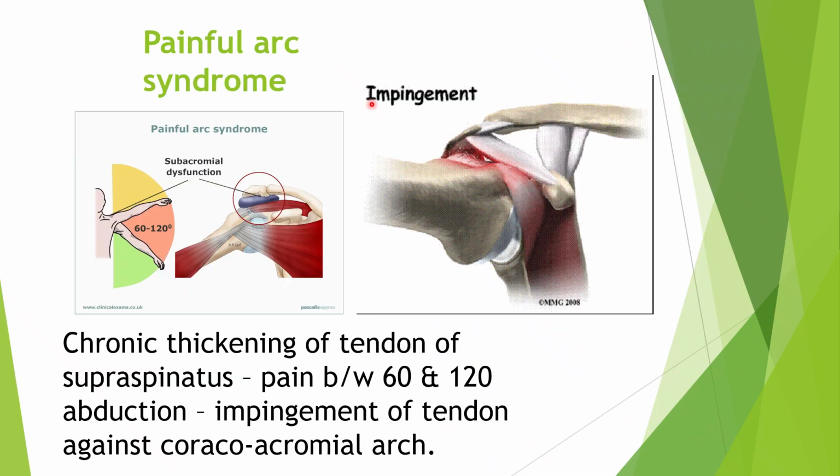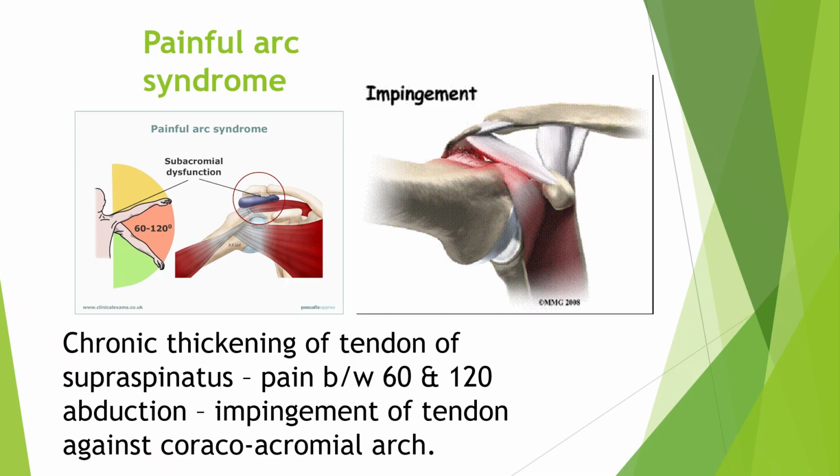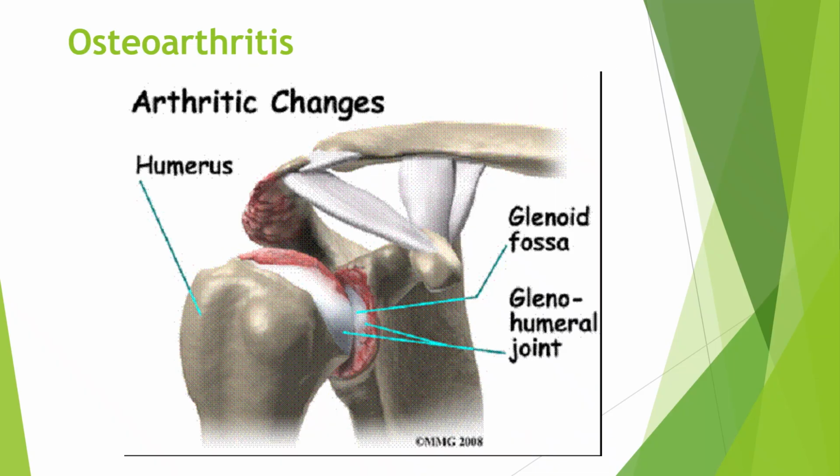Another one is the impingement syndrome. The supraspinatus tendon can get caught or impinged at the coracoacromial arch. This again causes pain during abduction. This is another picture showing the bursitis, the inflamed coracoacromial bursa. With increased age, there are a lot of osteoarthritic changes.